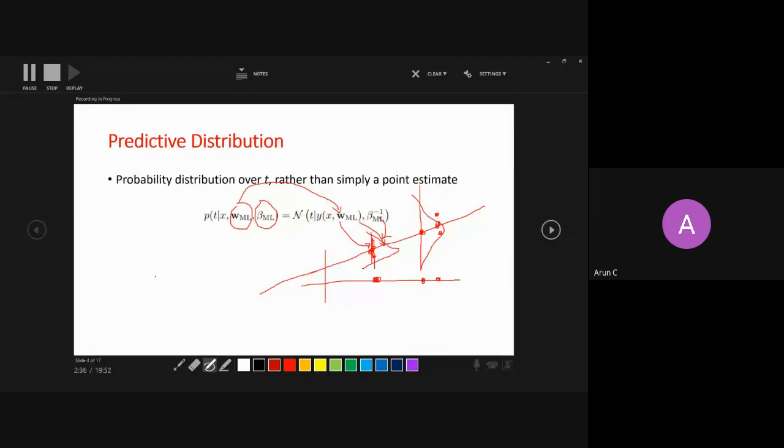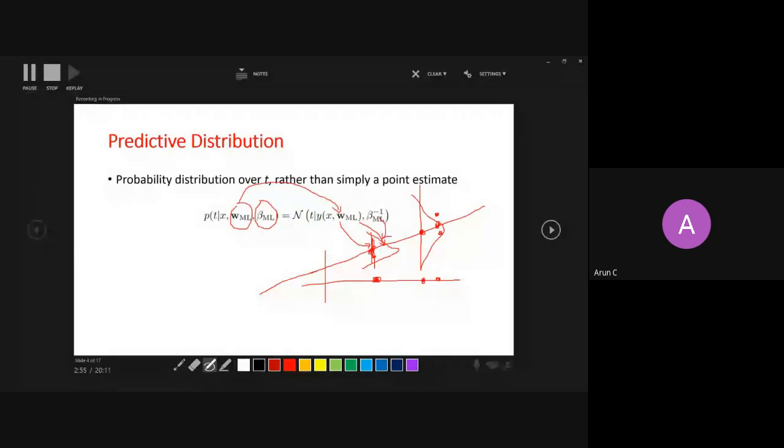Clear? So there was a difference. At first, I was predicting only one point. Now I'm predicting a whole distribution. So out of the distribution, I can pick any point. Clear? Yes or no? Can you type quickly? Okay, fine. Good. Very good.